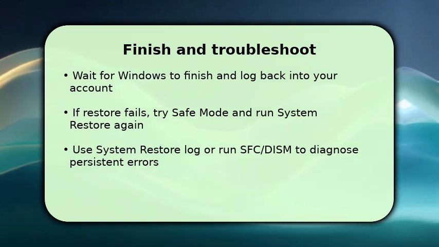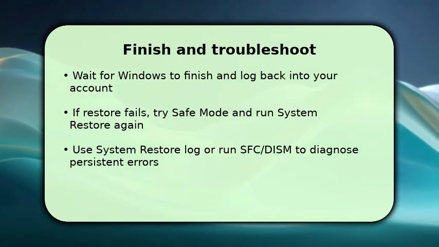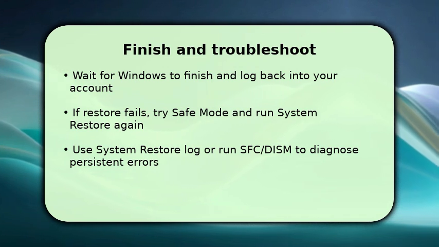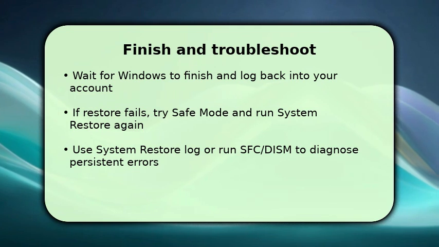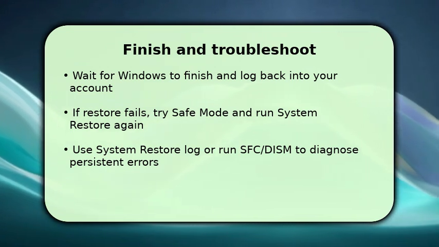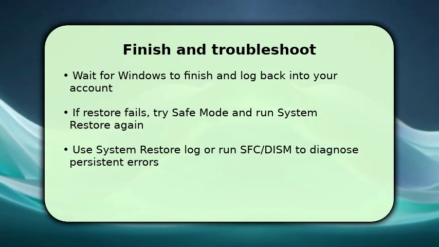If the restore fails, boot into safe mode and retry System Restore. Safe mode reduces interference. Make sure to run System File Checker, sfc /scannow, and DISM to repair corrupted components. If you still hit issues, note error codes and consider using a recovery drive or resetting Windows.